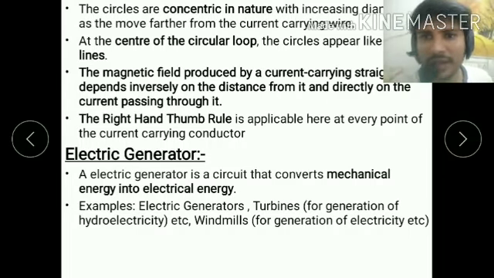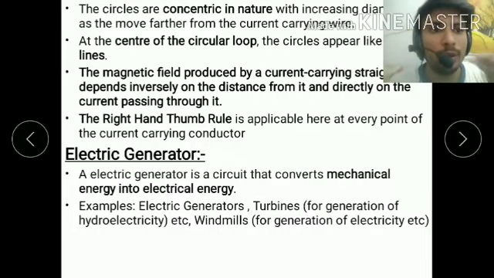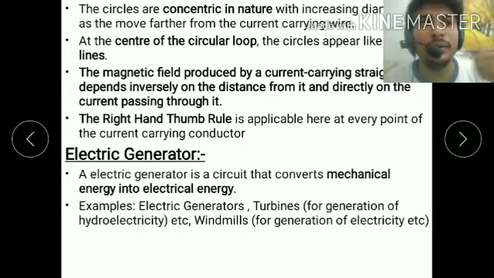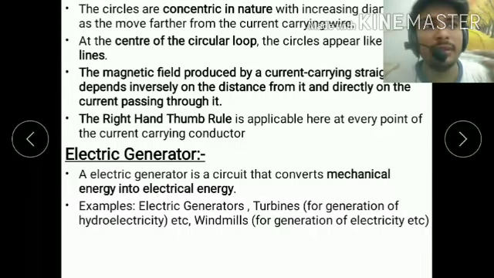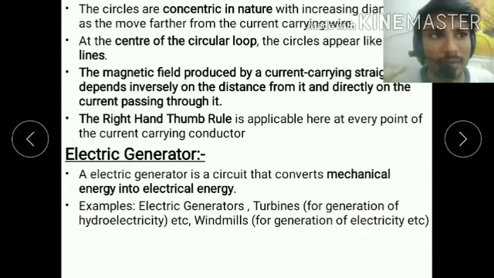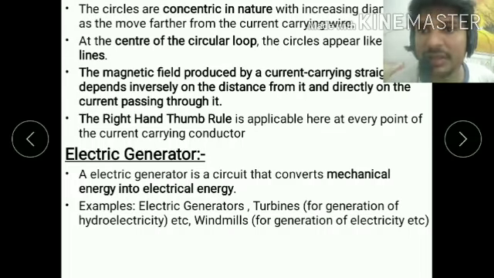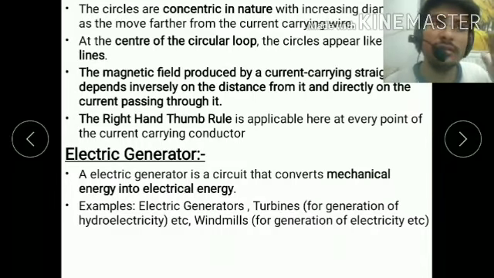You just see any motor rotate. When it rotates, it is doing work, meaning mechanical energy, and it converts the mechanical energy into electrical energy, by which it generates the electricity that we use in any kind of use.